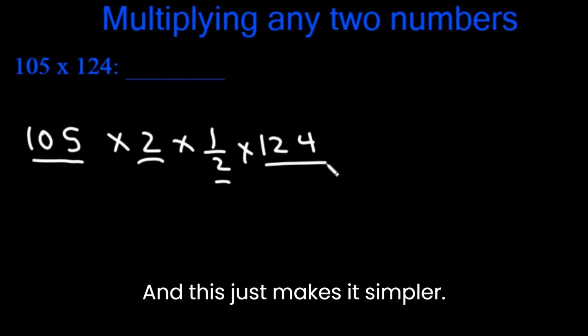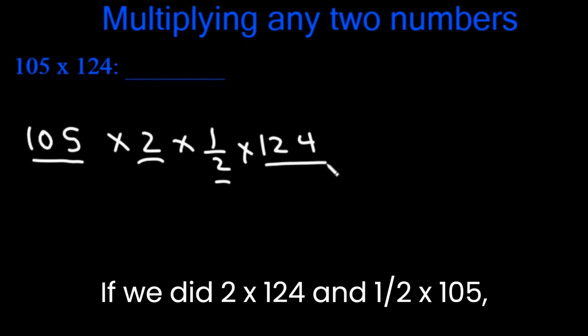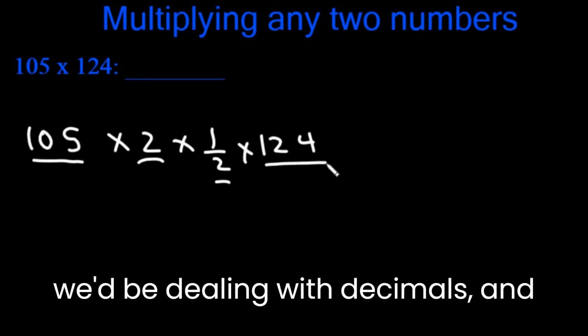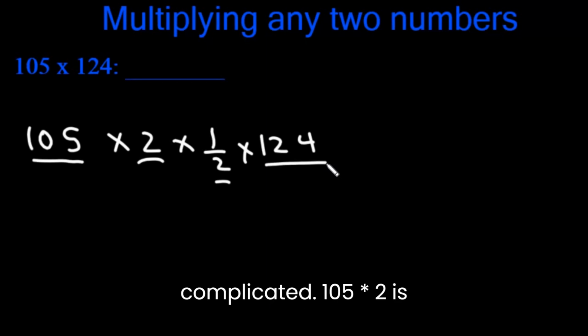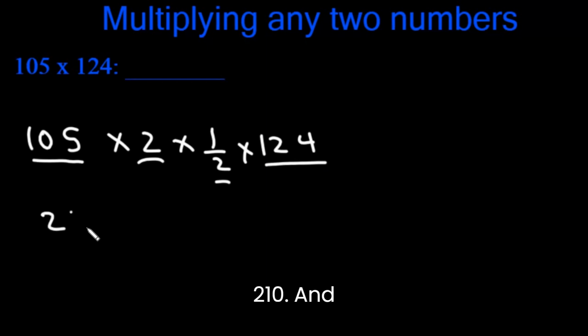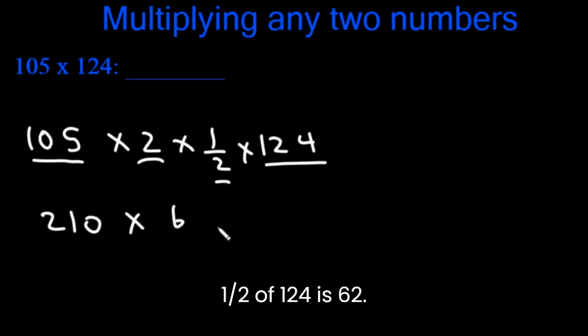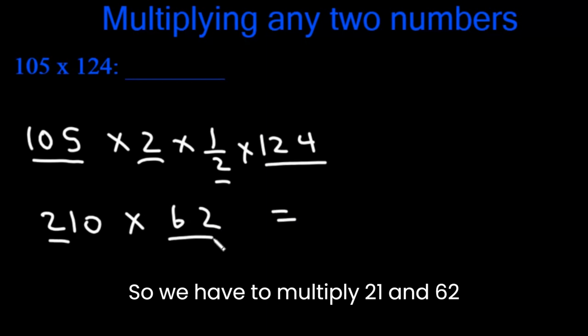And this just makes it simpler. If we did 2 times 124 and 1/2 times 105, we'd be dealing with decimals, and that would just make the problem more complicated. We're trying to make the problem less complicated. 105 times 2 is 210. And 1/2 of 124 is 62. So we just have to multiply 21 and 62 together.